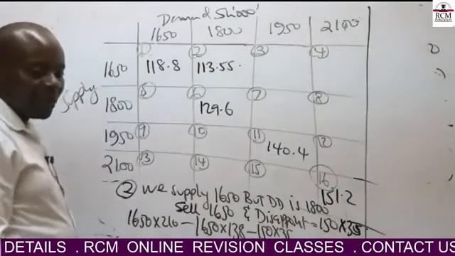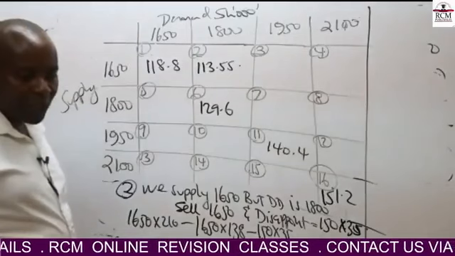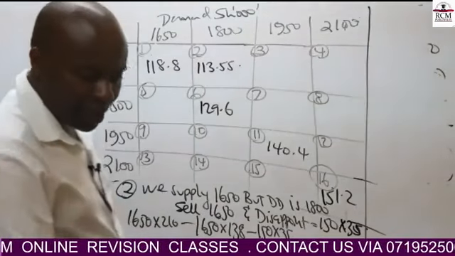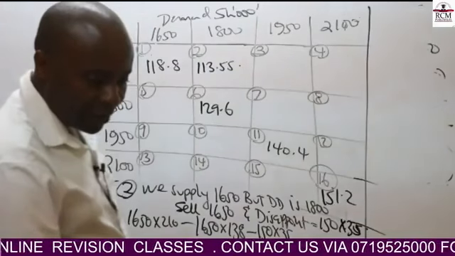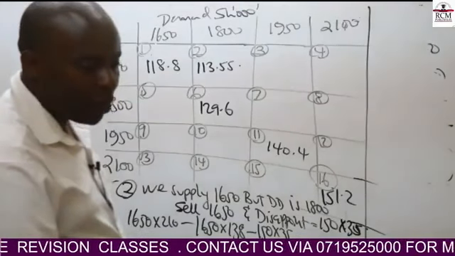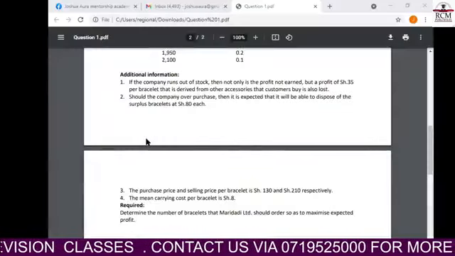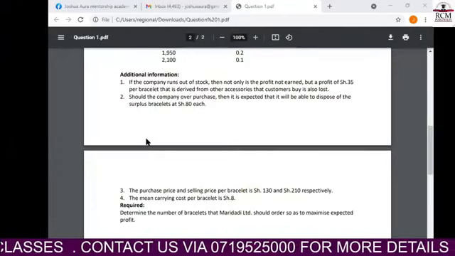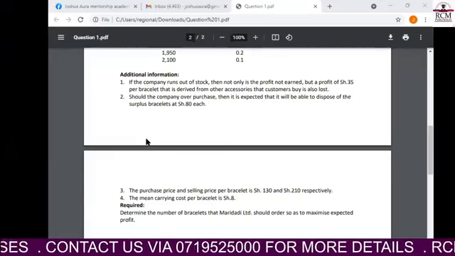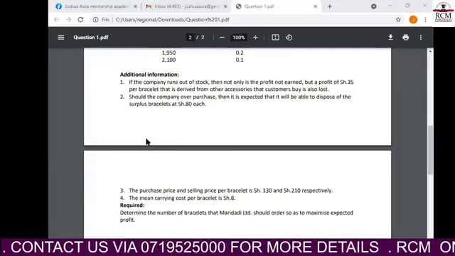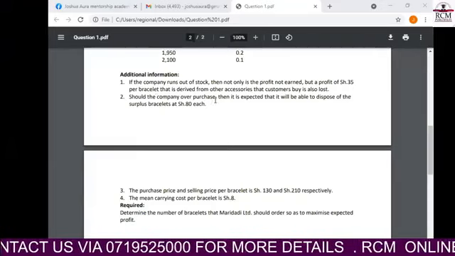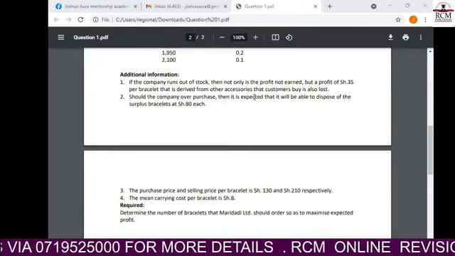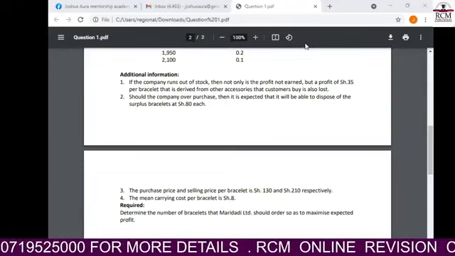Now, ladies and gentlemen, could we kindly go to number 3? What about 80? Let me see the 80. The 80 will not apply in this regard. The 80 applies when the demand is less, when you have an oversupply. We are told in number 2, should the company overpurchase, then it is expected that we will be able to dispose of the surplus bracelets at 80.